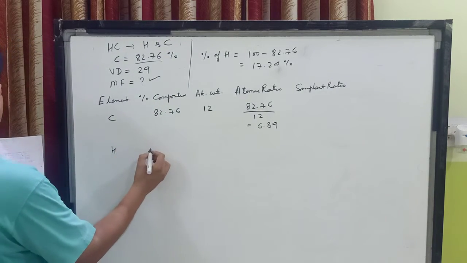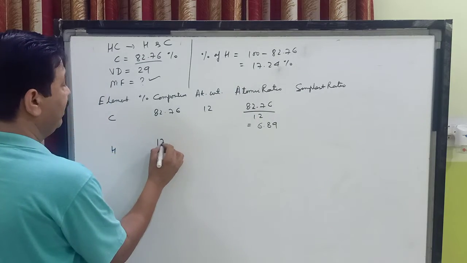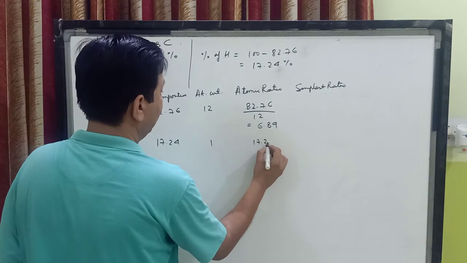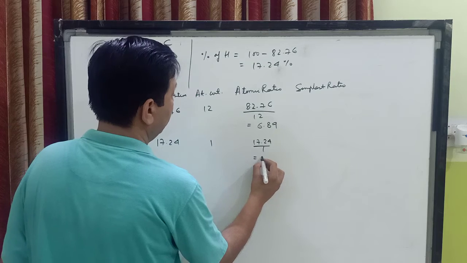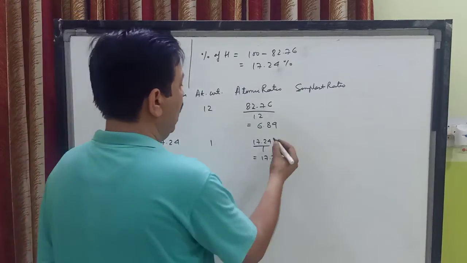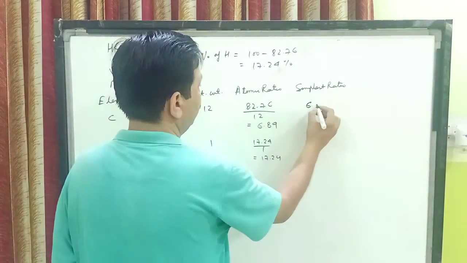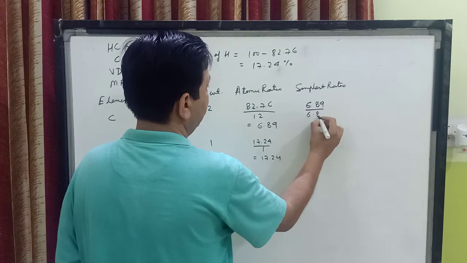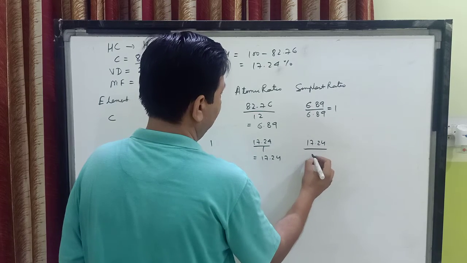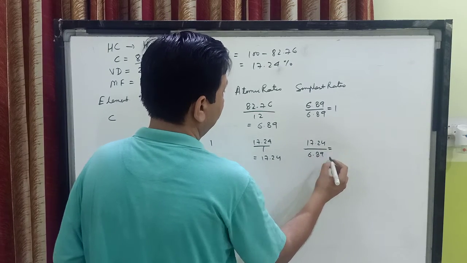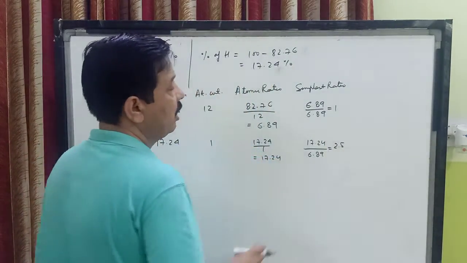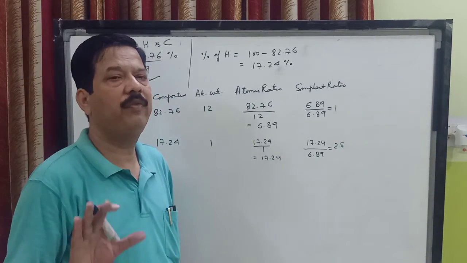And children, of hydrogen, the percentage we have calculated here is 17.24, and its atomic weight is 1, so 17.24 divided by 1 is 17.24. Now we calculate the simplest ratio. Out of this, 6.89 is the smallest value, so 6.89 divided by 6.89 comes out to be 1, and 17.24 divided by 6.89 comes out to be 2.5.